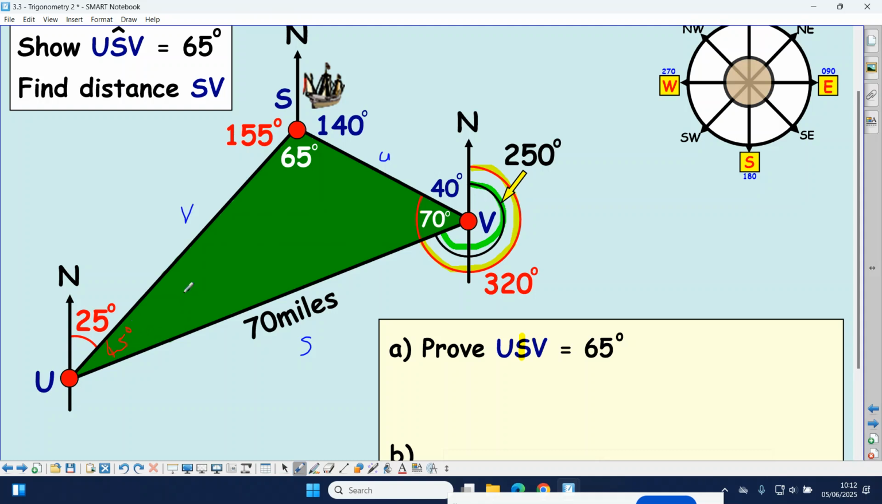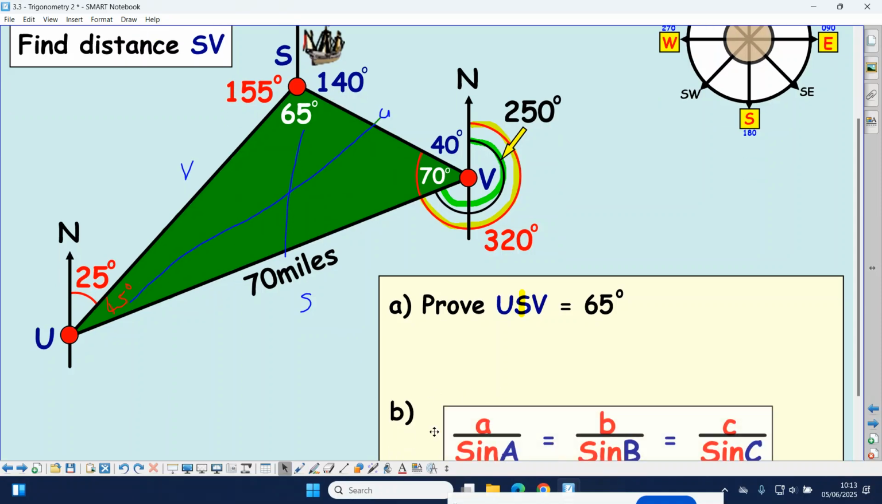But anyway, we're trying to work out S to V, so it's U. So you basically want to do the sine rule here. You've got a side opposite an angle, and you've got a side opposite an angle. So that would be a sine rule question. But I'm not actually going to do that. It's not really the bearings, it's just the sine rule.